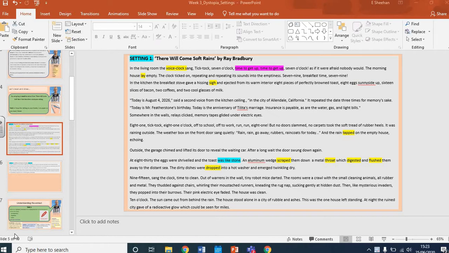We have a sigh, tapped, scraped, throat, digested and flushed. This bit here is where they're describing the mechanisms of the house and the way that the breakfast is created and then cleared away. The personification of the actions that this piece of technology is doing is quite interesting. It almost makes it seem like there's a higher being, another person in the house, even when there's not, doing all of these chores and jobs.